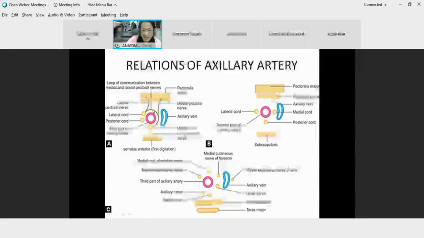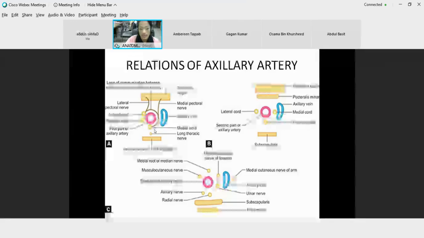There is a loop of communication between these two nerves. That loop of communication also comes anterior to the first part of the axillary artery. These are the two anterior relations of the first part of the axillary artery: the clavicular head of the pectoralis major muscle and the loop of communication between the medial and lateral pectoral nerves. Now coming to the posterior relations.